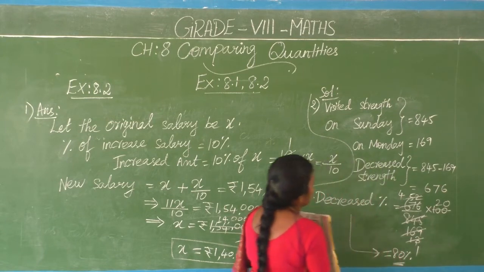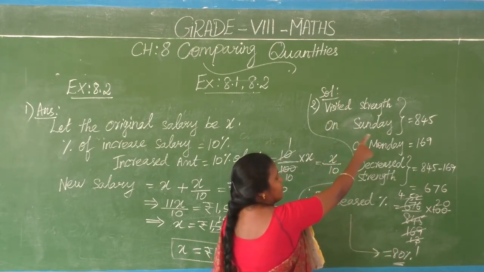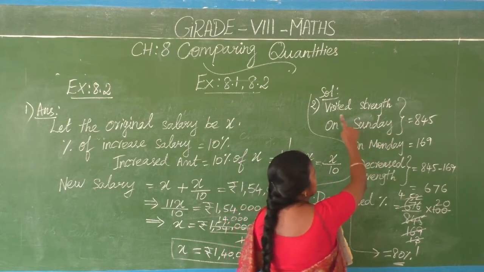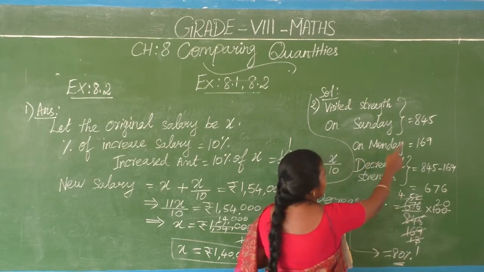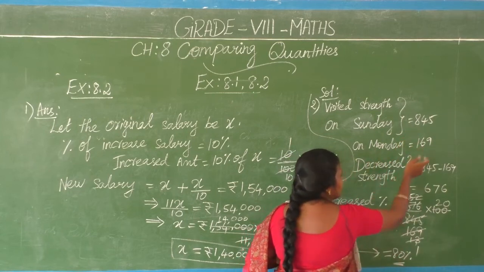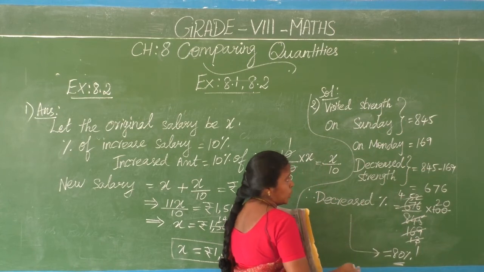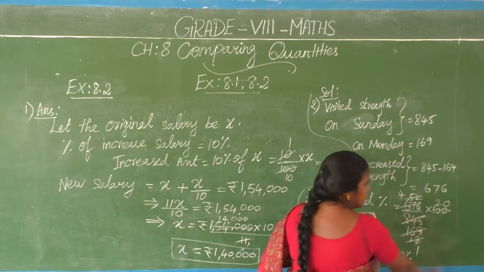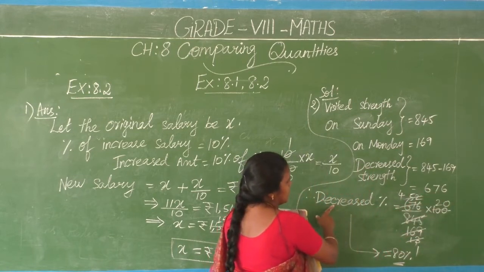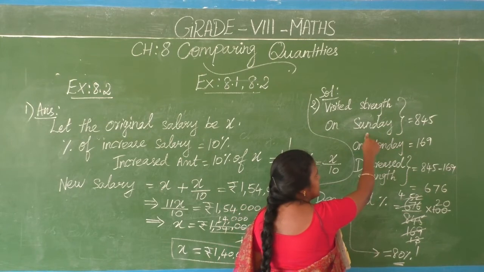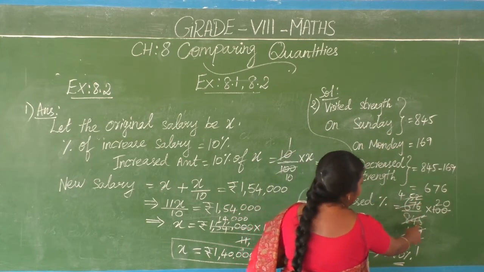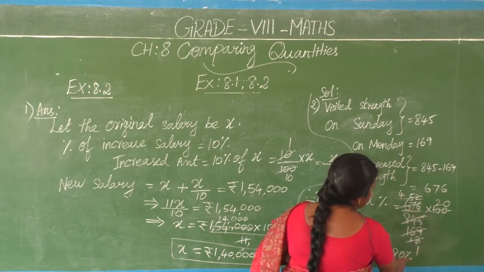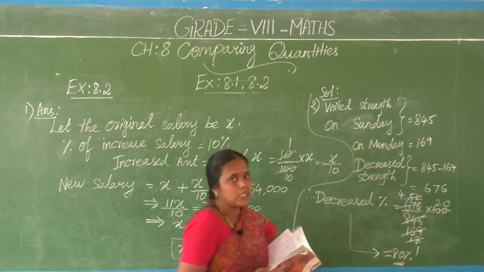See, what is given? What we did? The visited strength on Sunday and Monday is given here. Sunday visited strength is 845, Monday 169. Comparing Sunday strength, Monday strength is reduced more. So the decreased strength we have to find first of all. The difference between both is 676. Then that percentage, the decreased percentage, means based on the Sunday strength only. So 676 by 845 into 100. If you simplify by the 13th table and 5th table, your answer becomes 80% at last. Clear?